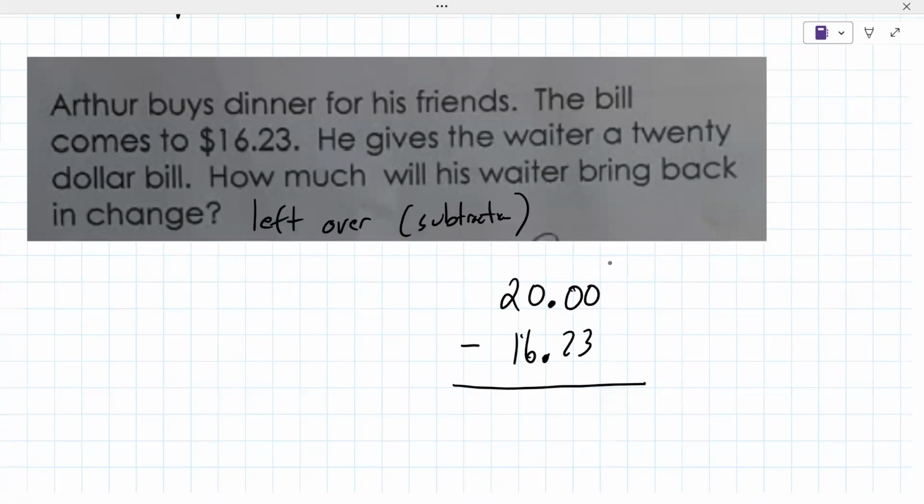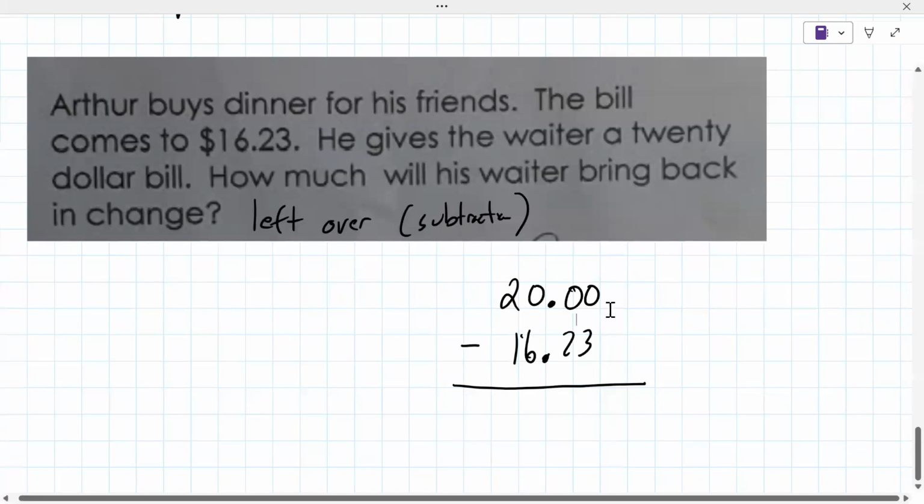Okay. All right. Do you want to try subtracting this on your own, or do you want me to help guide you through it? Help. You want some help. Okay. Is 0 smaller than 3? Yes. Yes, it is. So we have to borrow. Can you borrow from 0?